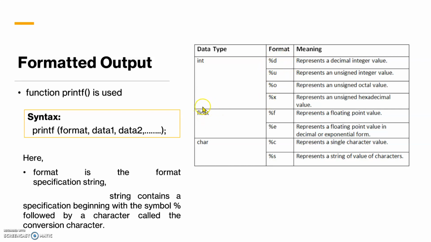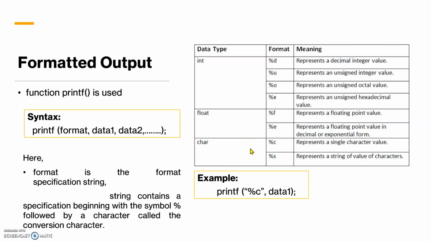Now coming to float, if you are mentioning a float value, you need to write percentage F, and if you want to represent the floating value in exponential form, then you can go with percentage E. Percentage C is for a single character, and percentage S is for a group of characters like a string. While discussing strings you will be using this one, but for the time being, you can understand what percentage D, percentage F and percentage C are. These are called format specification strings, and they mention the data type that we are storing.